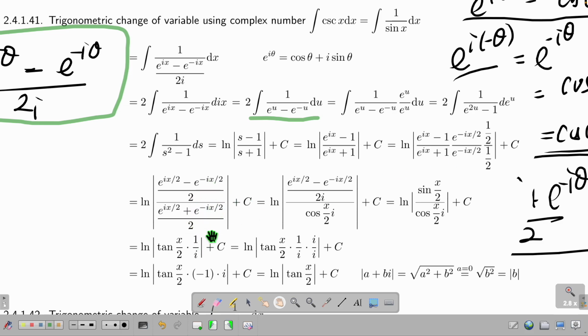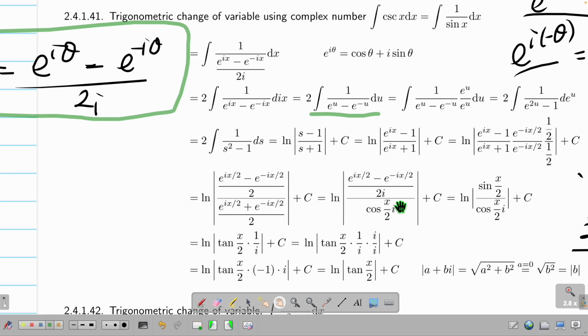So now this one is cosine. On top, I need an i. I don't have i, so I create an i on top and the bottom. Then the top becomes sine, and I have an i in the bottom. Does not matter. And then this one is what? Tangent. So I have tangent, and then I have 1 over i.